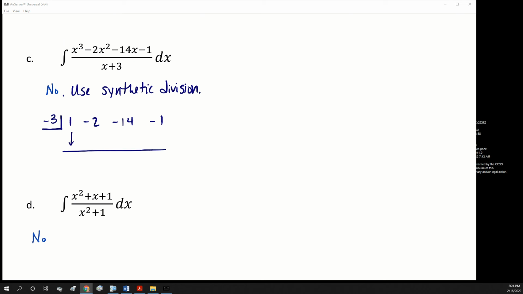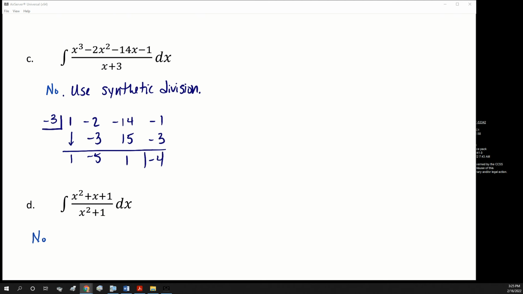All right, so then we bring down the first term, and then from here on out, it's multiply, add, multiply, add. So you multiply the number in the box by the number under the line, and then you add these two together. And then you do it again, multiply the number in the box by the number under the line, and then you add. And then one more time, you multiply, and then you add, right?